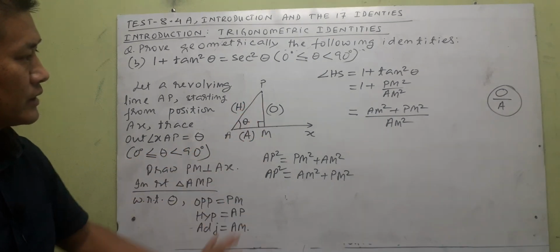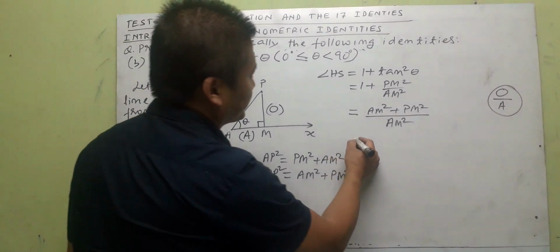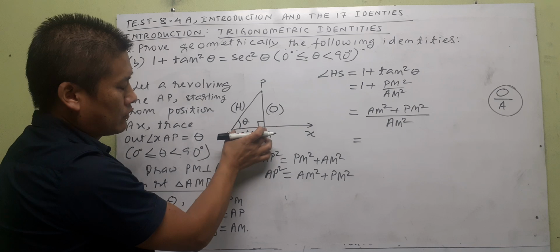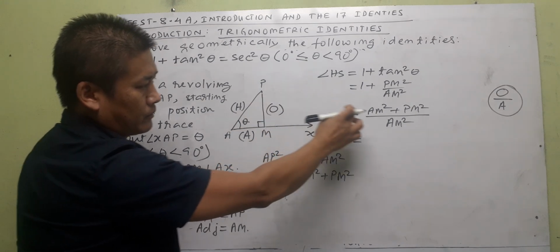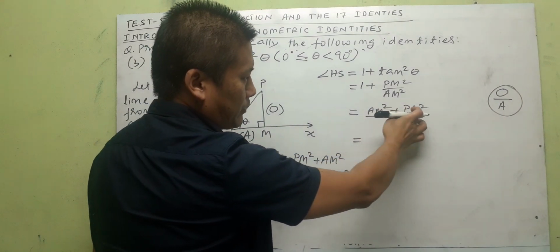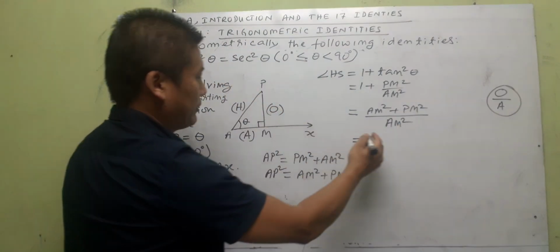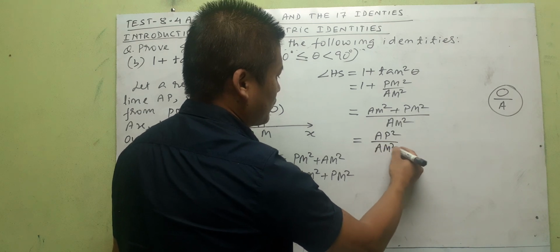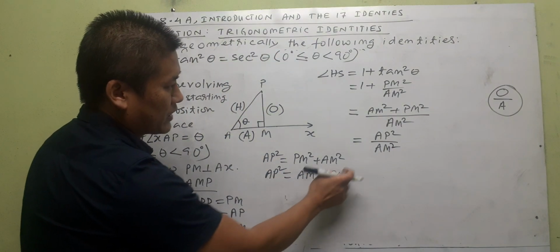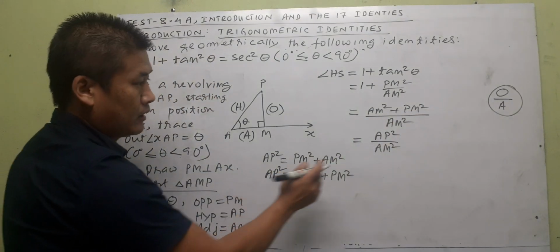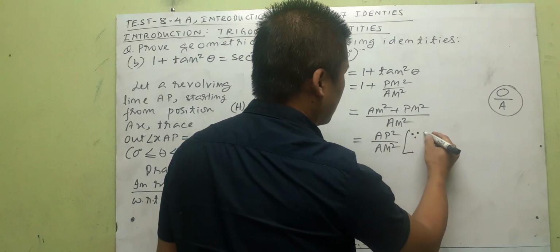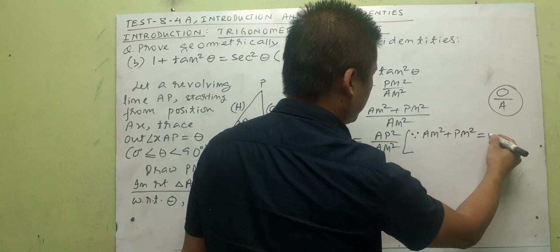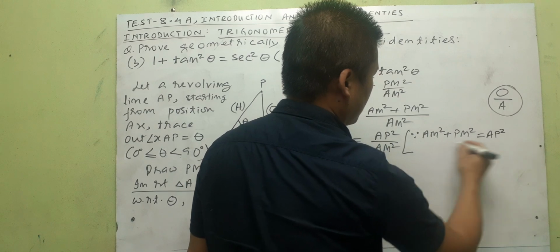AM square plus PM square is AP square. So we write here again AM square by Pythagoras theorem plus PM square, the two non-hypotenuse sides, when you square them and add, that is equal to the hypotenuse square by Pythagoras theorem. So AM square plus PM square equal to AP square.